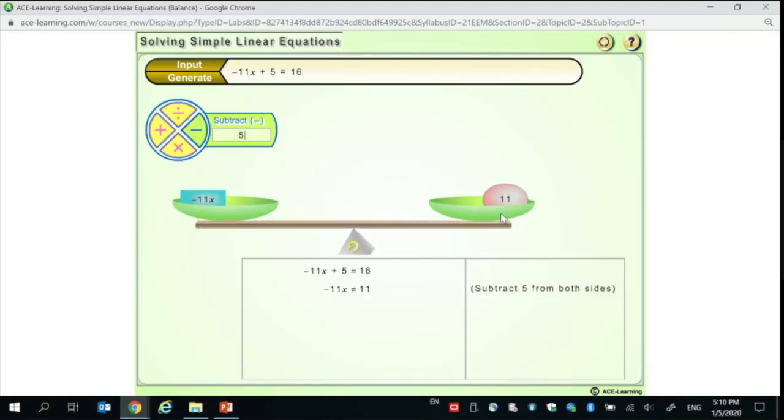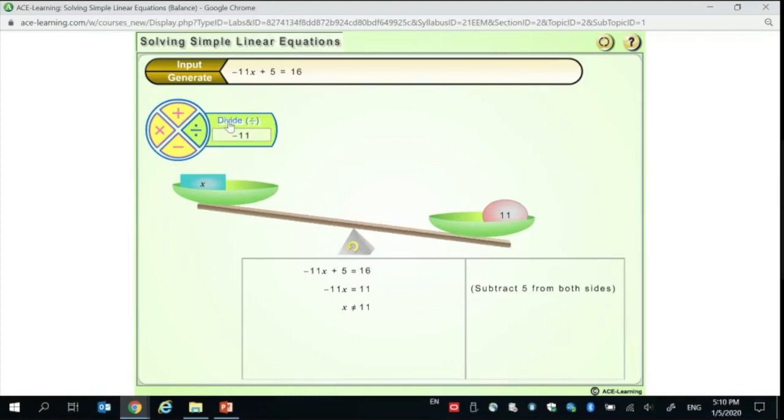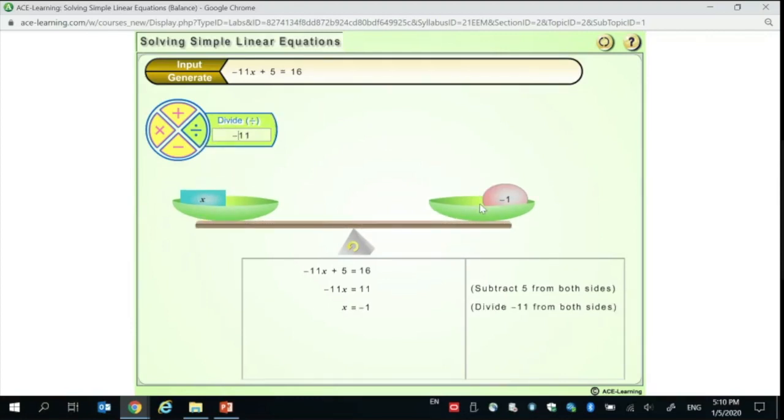Then the coefficient of x is negative 11. So to get to a positive 1x, I need to divide by negative 11. My answer is x equals to negative 1.